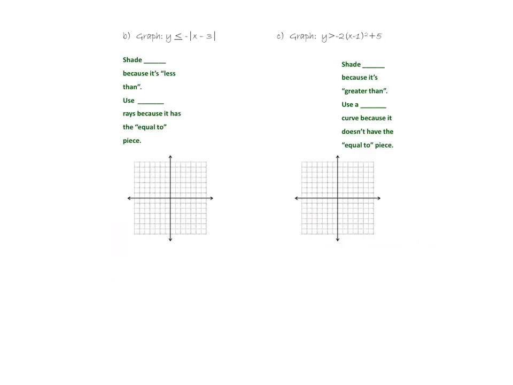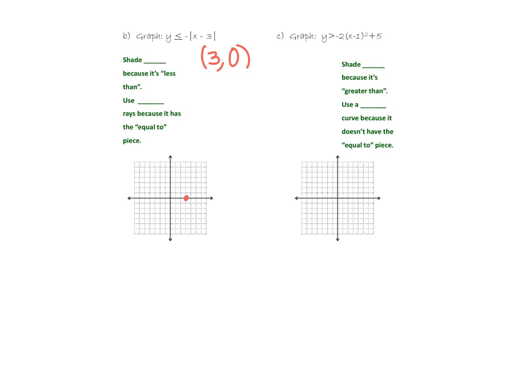Alrighty, let's go ahead and graph y is less than or equal to negative absolute value of x minus 3. Now, there's a couple of ways we can do this. I'm going to build on prior knowledge because we have graphed absolute value using a vertex. So the vertex here is going to be (3, 0), because there is an h but no k. So I'm going to go over to the vertex, 1, 2, 3, and 0.